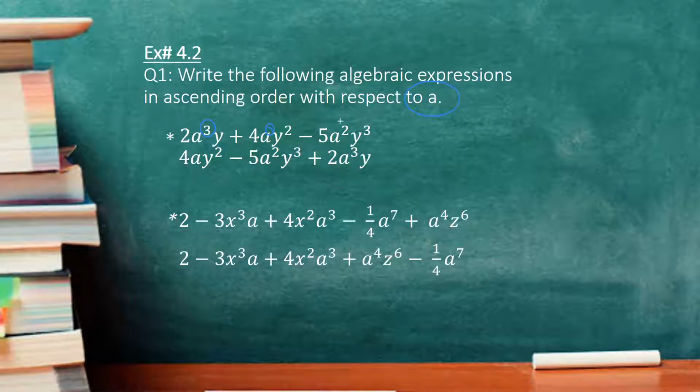Now here the degree of A is 2. Okay? So number 1, what we have to write at first, we have to write this degree. We have to write this term first because here the A power is 1. Then what we have to do? Then we have to write here A power 2. Okay? Now the third term and the last term will be 2A cube y.